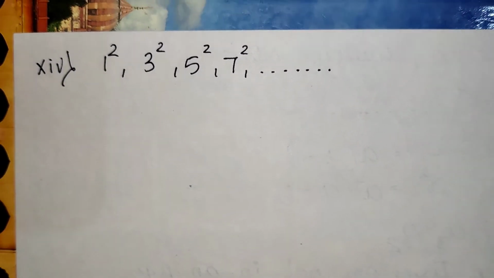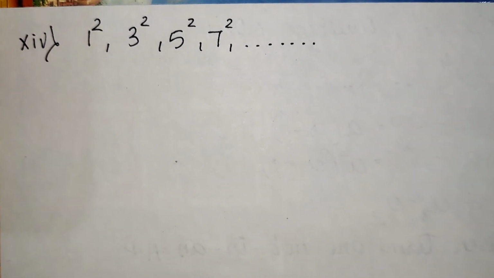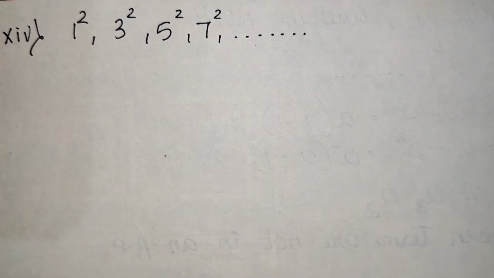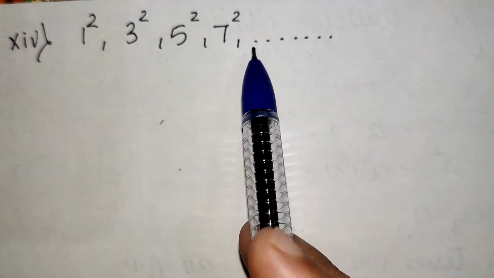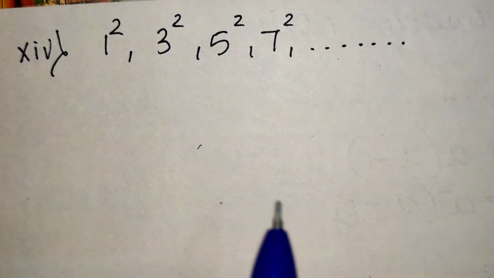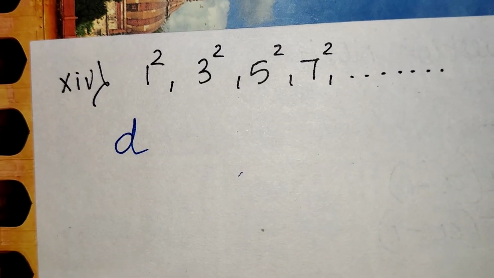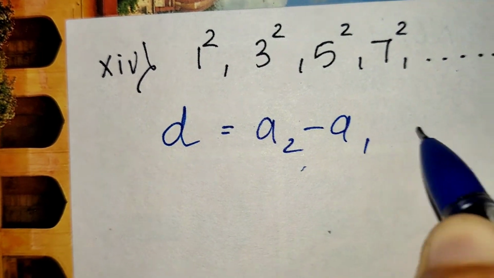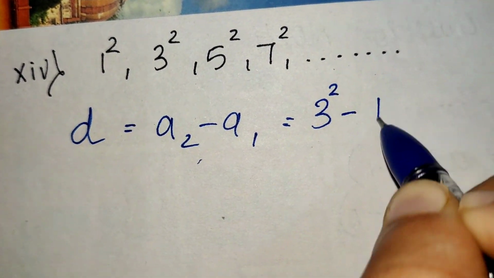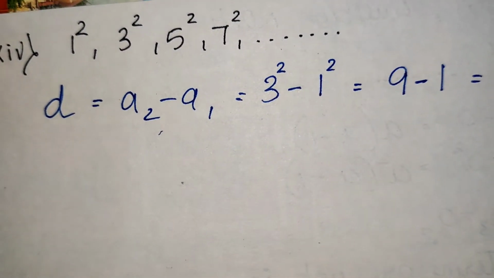Now let us see the 15th question. They have given the terms as 1 square, 3 square, 5 square and 7 square. So which is A1? 1 square, A2, 3 square, A3, 5 square and A4, 7 square. So now let us find out D. How to find out D? D is given by A2 minus A1. So which is A2? 3 square minus 1 square. So 3 square is 9 minus 1, that is 8.